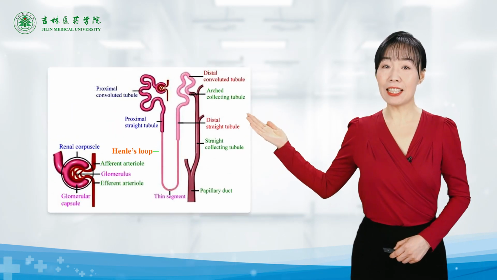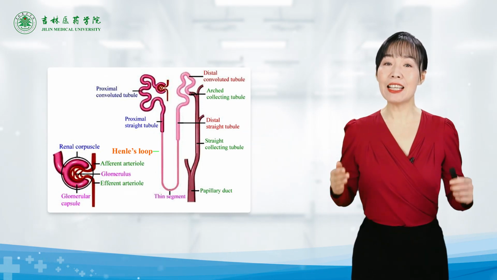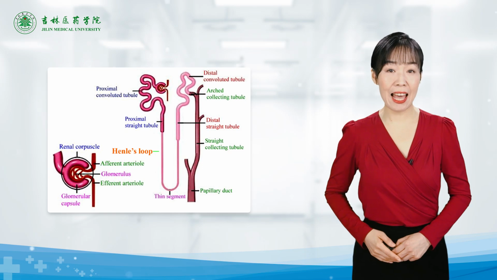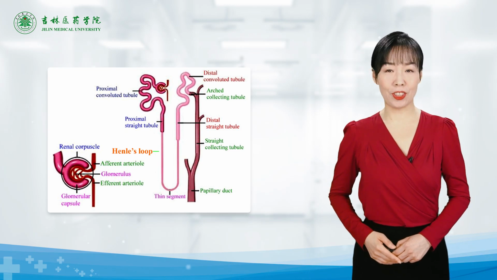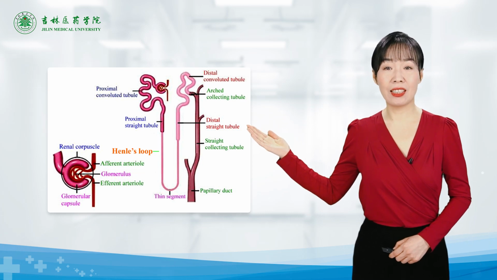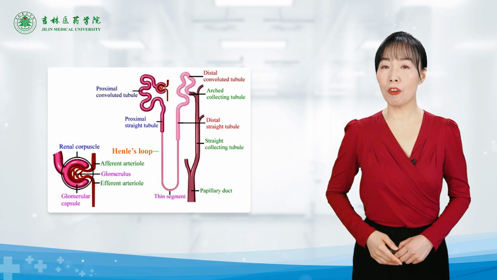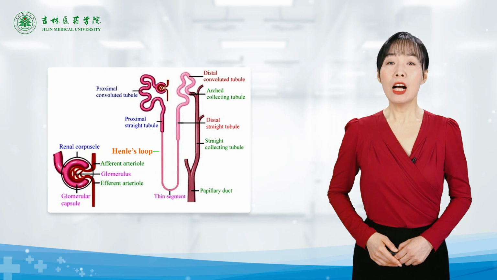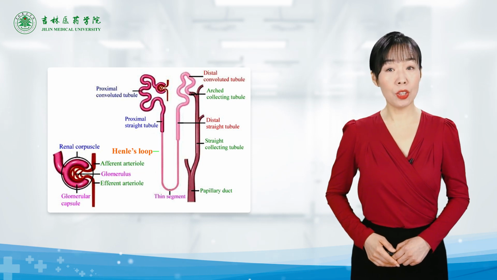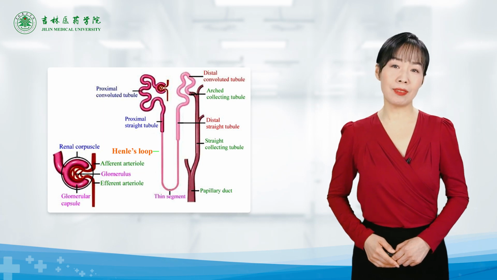The left is the pattern diagram of the renal corpuscle. It consists of glomerulus and glomerular capsule. Let's look at the right picture. Proximal tubule includes proximal convoluted tubule and proximal straight tubule. Distal tubule includes distal straight tubule and distal convoluted tubule.